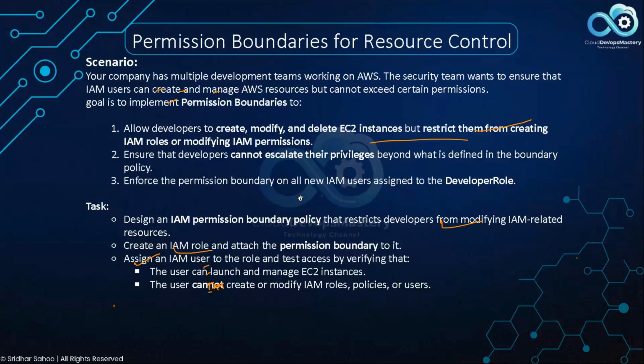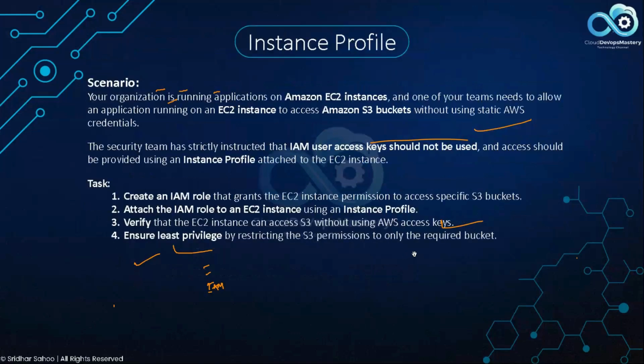So what are the tasks? First, we have to write a policy, a permission boundary policy. Okay, what is that policy? The policy will restrict developers from modifying IAM related resources. The next task is we have to create a role and attach the permission boundary to it. Now assign the IAM user to the role and test access by verifying how it is behaving. Let's jump into the lab.